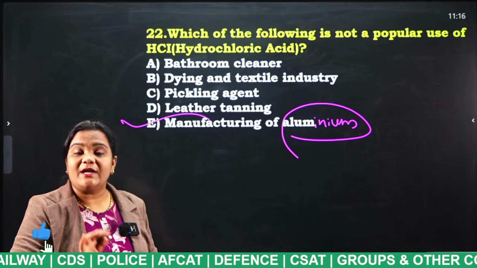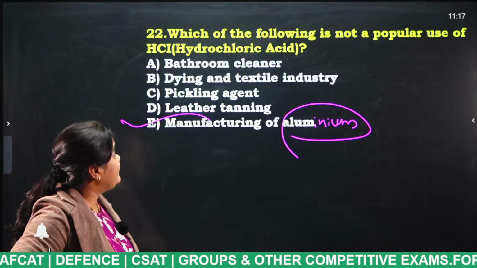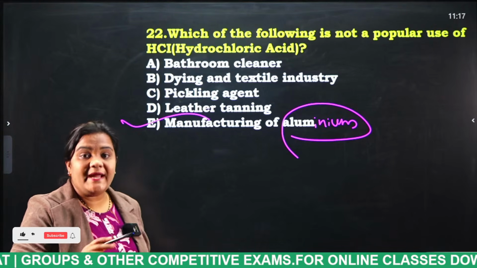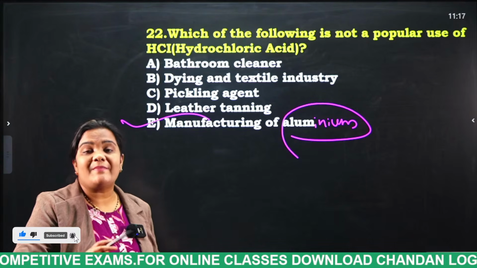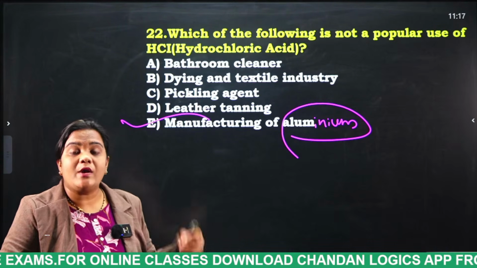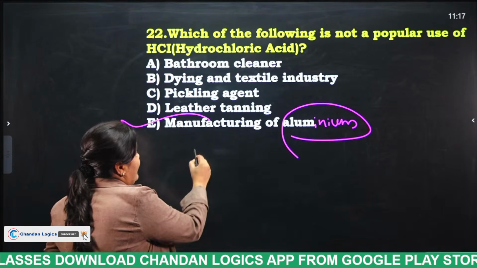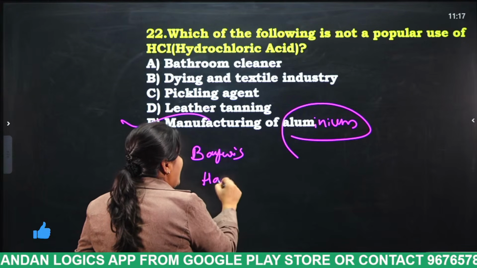Okay, this hydrochloric acid is used in bathroom cleaner solutions. It is also used in the dyeing and textile industries. It is used as a pickling agent. Okay, it is also used in leather tanning, but it is not used in the manufacturing of aluminium. How can we get this aluminium, students? By what process? By Bayer's process and Hall-Héroult process.